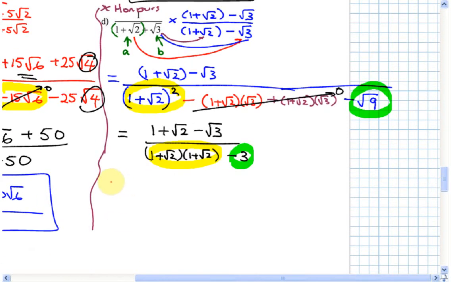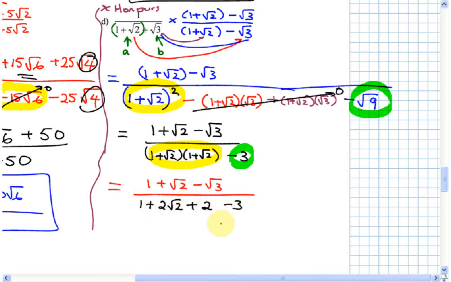I know, Mr. Lee, you're saying there's still a square root in the denominator. I know. But at least there's only 1 now, not 2. So can someone help me expand and simplify now the denominator, please? 1 plus, was it 2 root 2? Plus 2 minus 3. Okay.